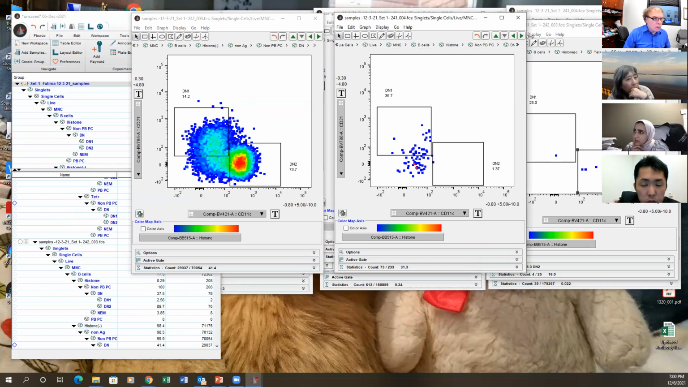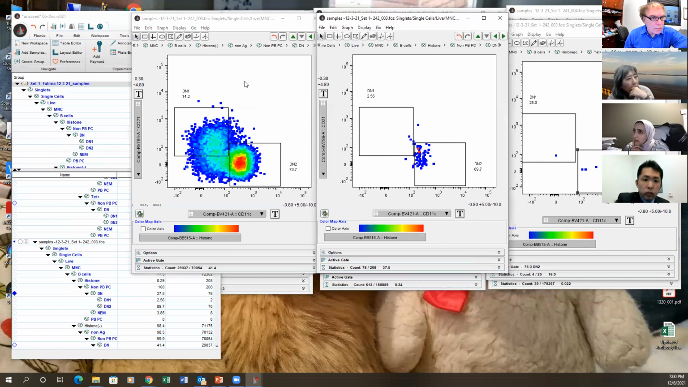Wait, is this 241 all the way across? 242, this one is 240. Okay, so I think for 242, everything is DN2. Can you make it 242 all the way across? This is 242. No, the first one is. That's 242. Why is it 242? Oh, yeah, all of them are 242. Oh, okay, you're right, 242.